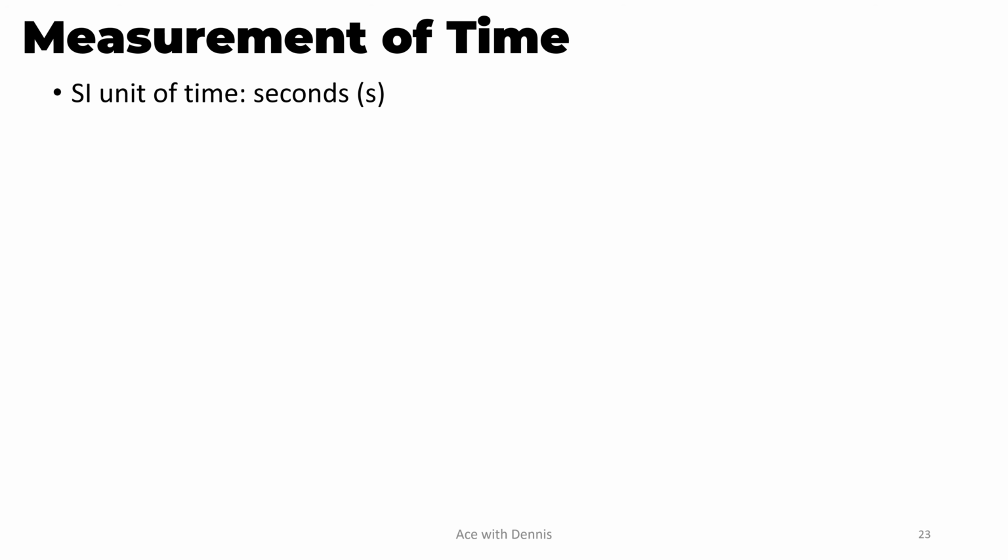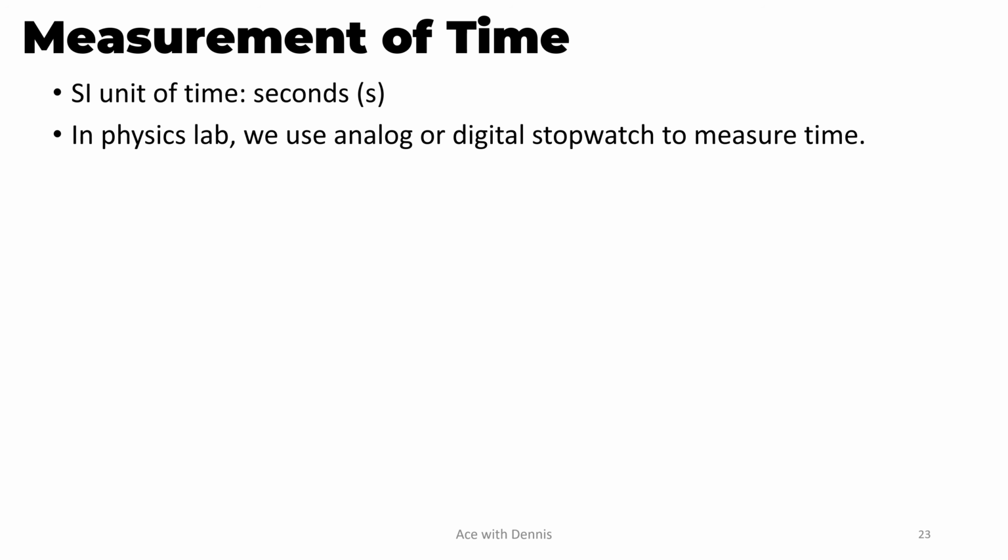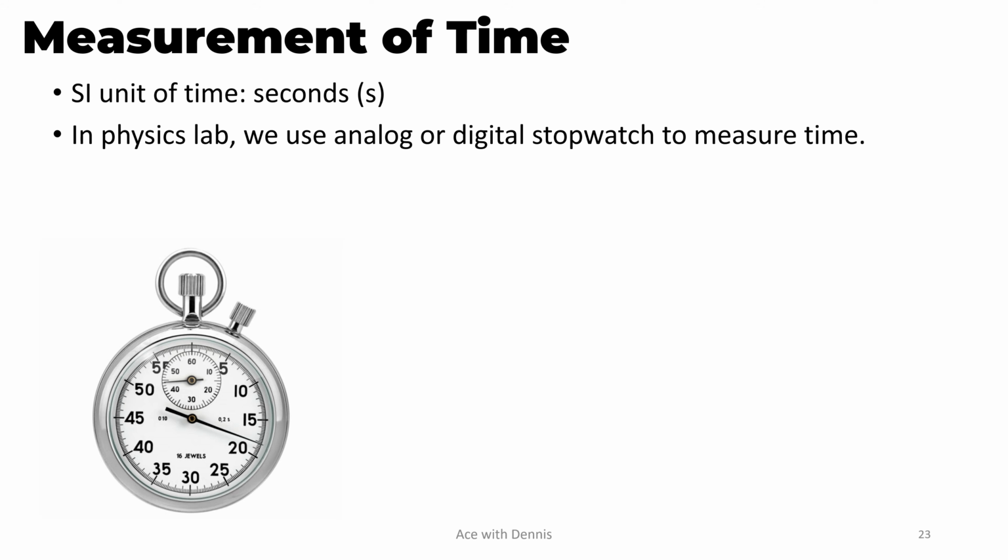Measurement of time. The SI unit for time is seconds, symbol s. In the physics lab, we use an analog or digital stopwatch to measure time. This is an analog stopwatch. The first button is the start or stop button, and the second button is the reset button. We can also observe a long needle, which is the second hand, and a short needle, which is the minute hand. So the reading for this stopwatch is 44 minutes and 18.2 seconds.